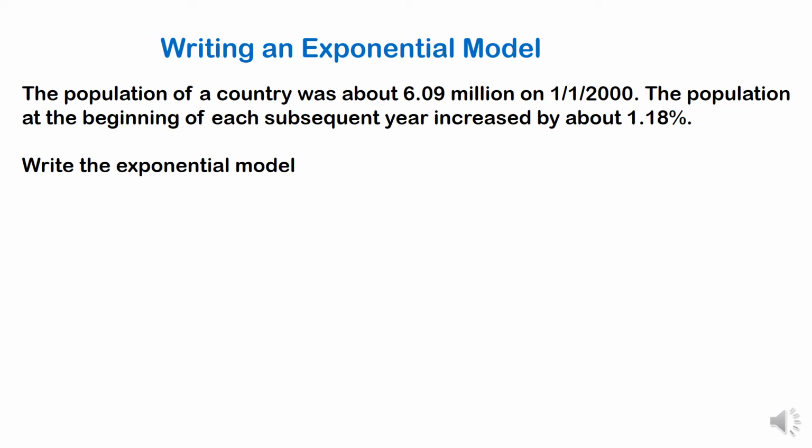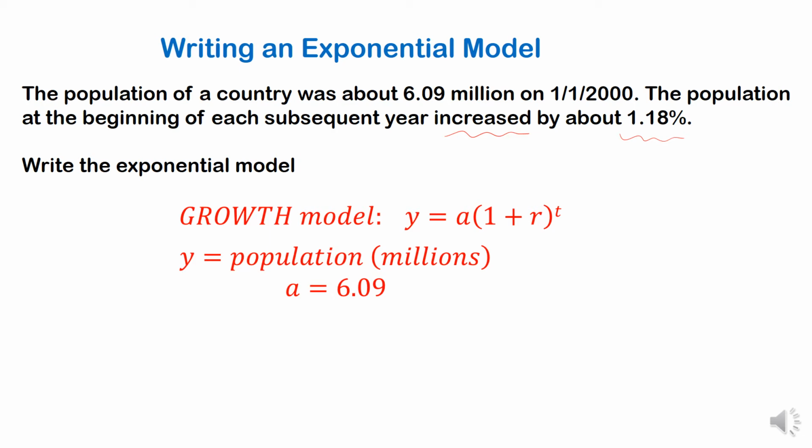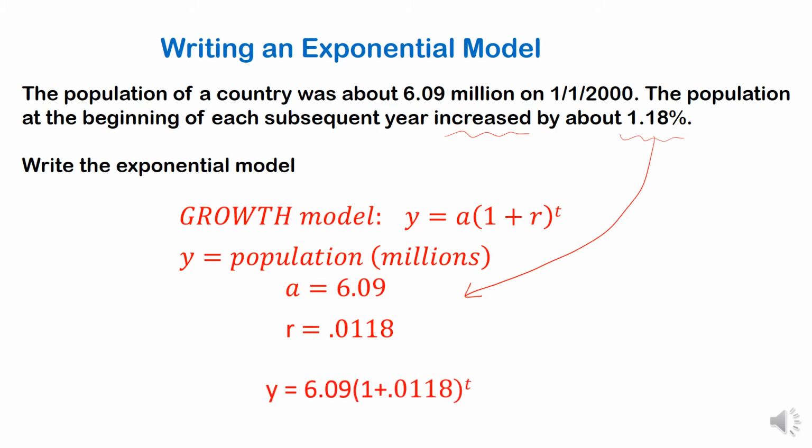Okay, so writing an exponential model. The population of a country was about 6.09 million on this date. The population at the beginning of each subsequent year increased by about that much. So write the exponential model. Here's the growth model that we're going to be using, because they're saying it increased. That's your clue. The y is the population in millions, which we don't know yet, but the a was the initial population. And the r, our rate of increase, is this. Remember how to change percent to the decimal. And now we calculate our new recursive model.